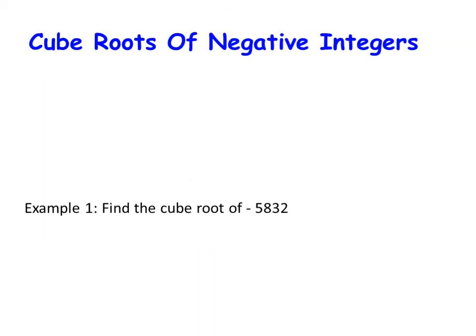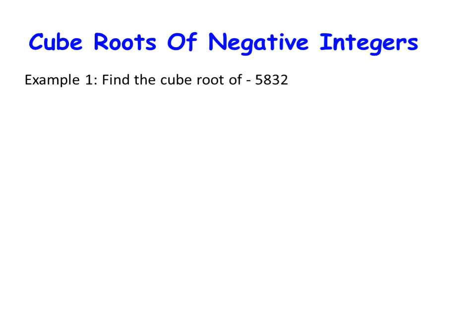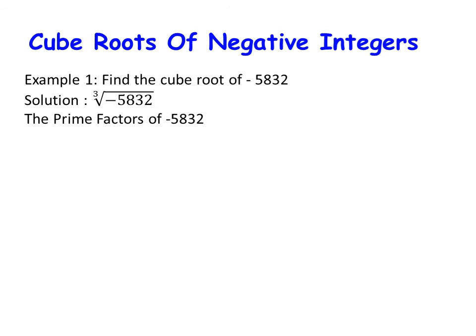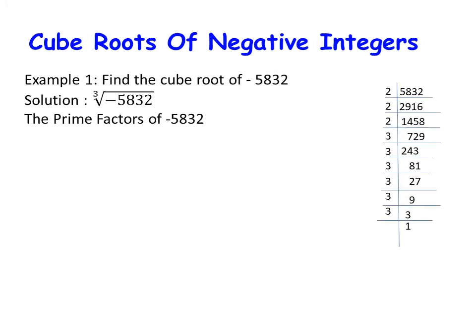Now, the cube root of negative integers. First of all, you will write your question under the radical symbol and you will write it as cube root of minus 5832. Then you have to make the prime factors of minus 5832.